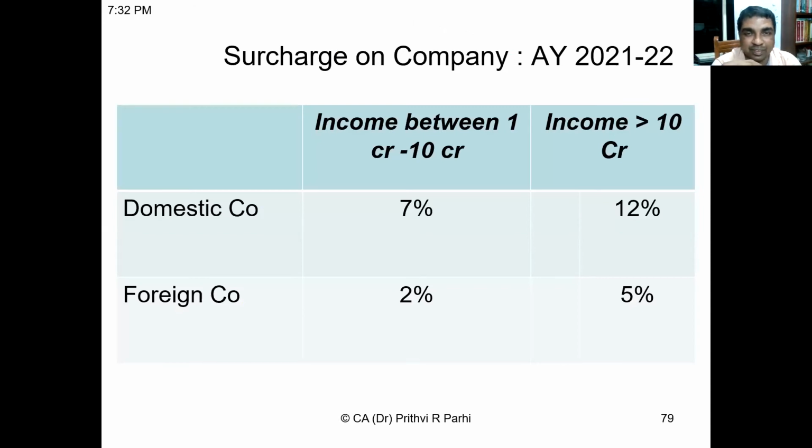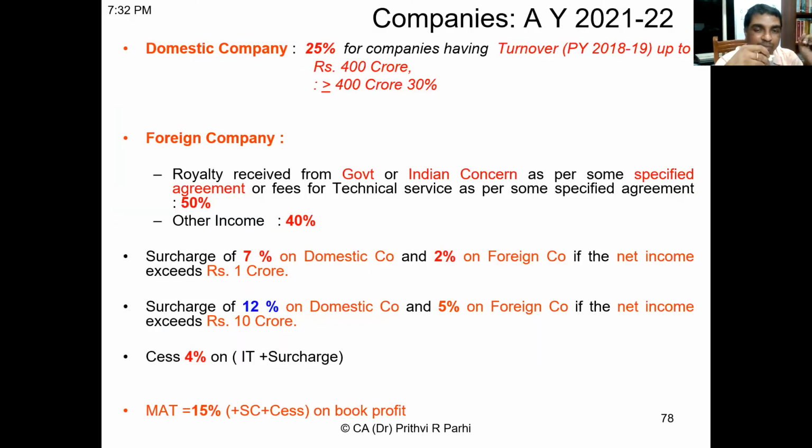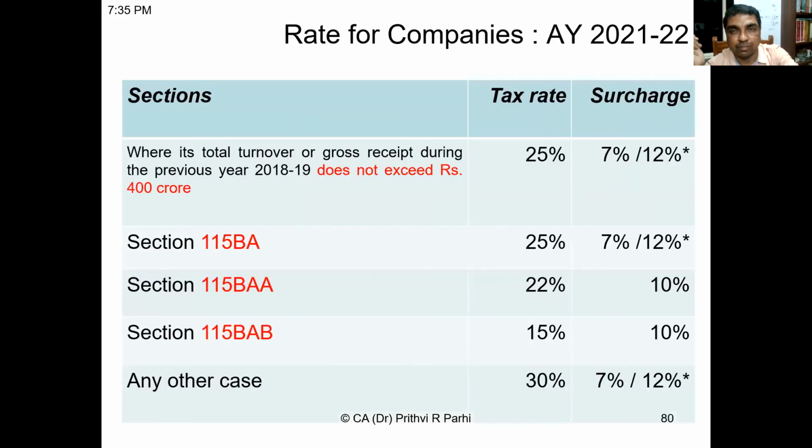Domestic company, income between 1 crore to 10 crore, 7%. Okay. Foreign company, it is 2%. Income above 10 crore, it is 12% for domestic company, foreign company, 5%. So surcharge rates also you know now. Okay. Did you understand? Yes, sir.